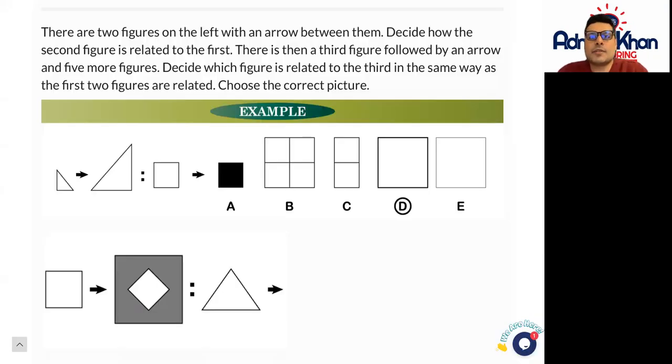Let's have a read of the question together. There are two figures on the left with an arrow between them. Decide how the second figure is related to the first figure. There is then a third figure followed by an arrow and 5 more figures. Decide which figure is related to the third in the same way as the first two figures are related, and choose the correct picture. So let's have a look at the example first of all.